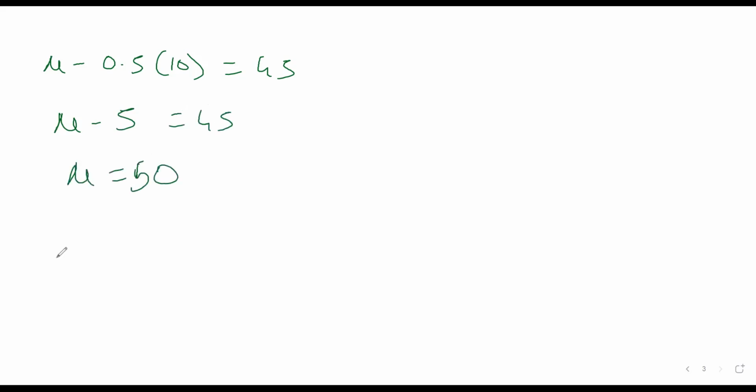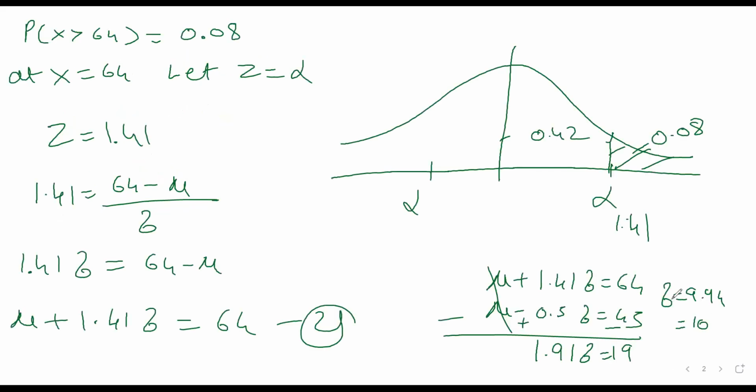So if I say mu minus 0.5 into 10 is equal to 45. So mu minus 5 is equal to 45. Mu will become 50. So your mean is 50 and standard deviation is 10. Why you should round this up? Because this doesn't always give you an exact value. It always gives you an approximate value.